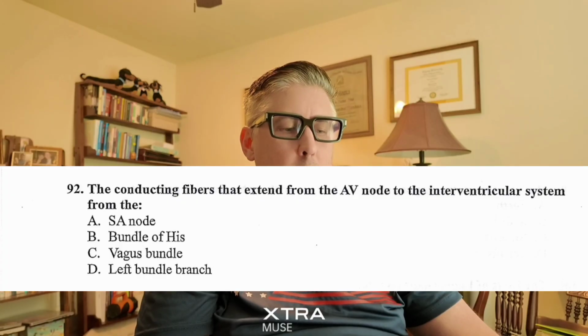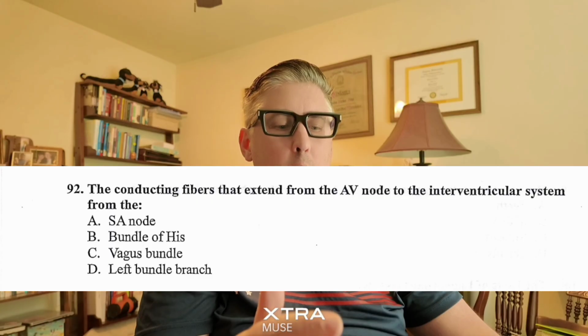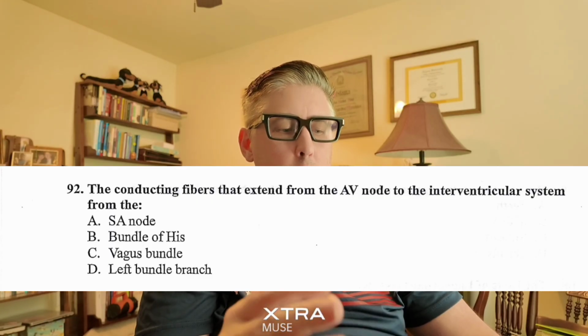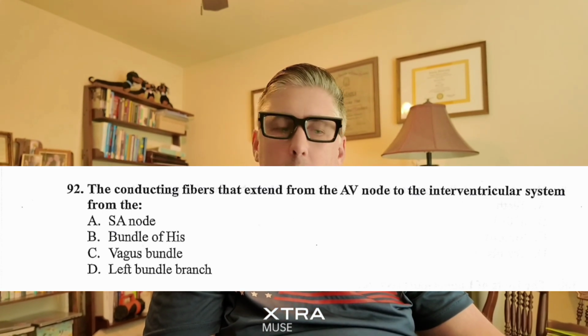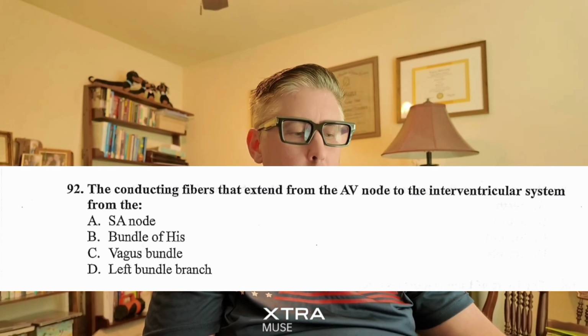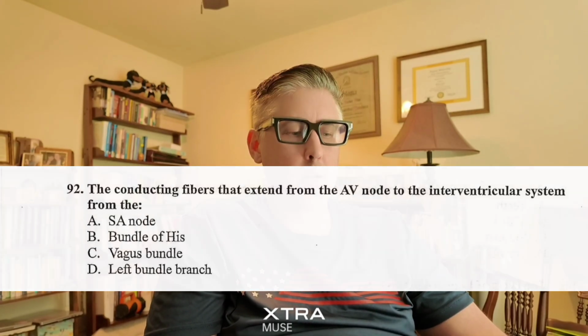The conduction fibers that extend from the AV node to the intraventricular system, otherwise known as the septum that runs down the middle. Is it A, SA node, B, bundle of His, C, vagus bundle, or D, the left bundle branch? Throwing stuff out in left field here. In this case, the bundle of His is where the AV node goes down the septum, down the Purkinje fibers. So B, bundle of His, was the correct answer on that.